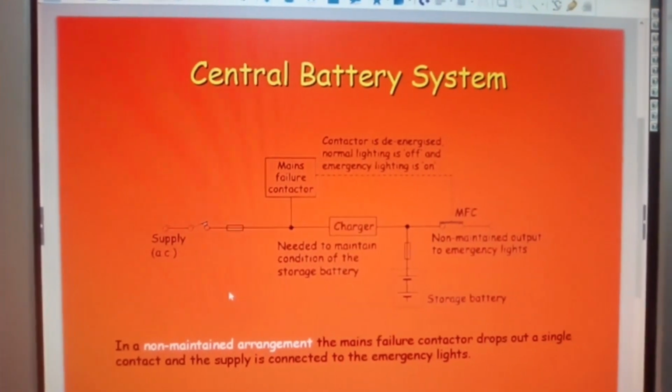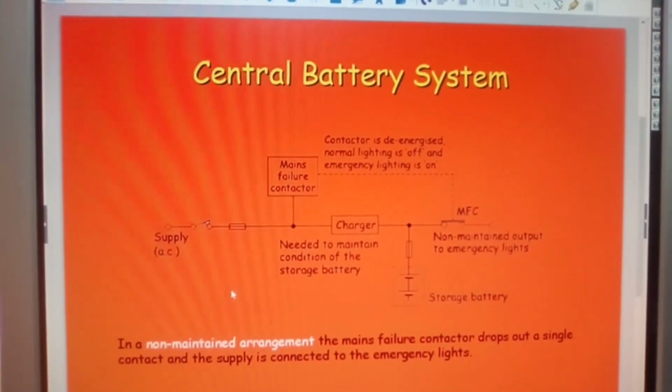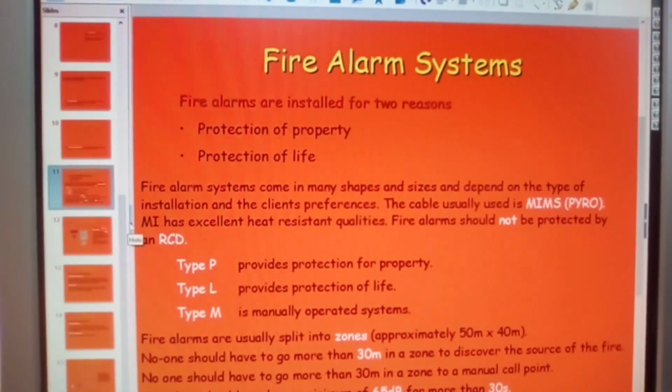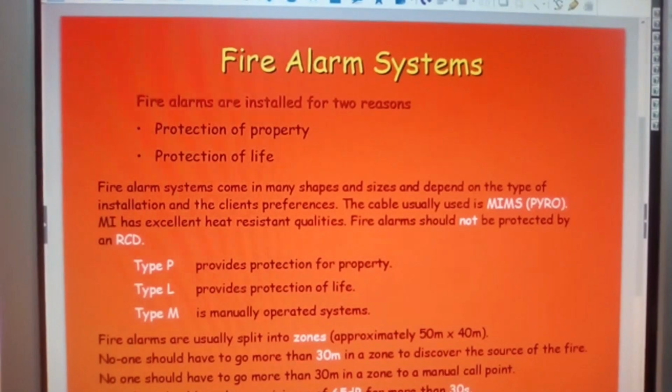Now again, it's worth drawing some of these diagrams for yourselves. And again, comply with the IEE regs at all times.